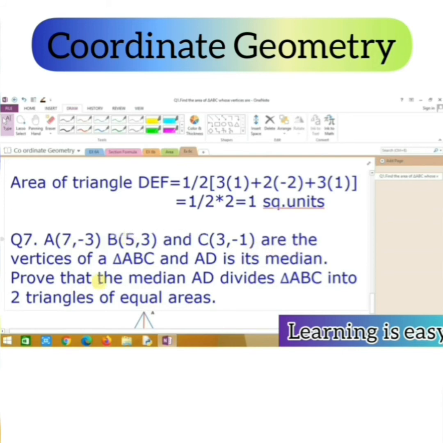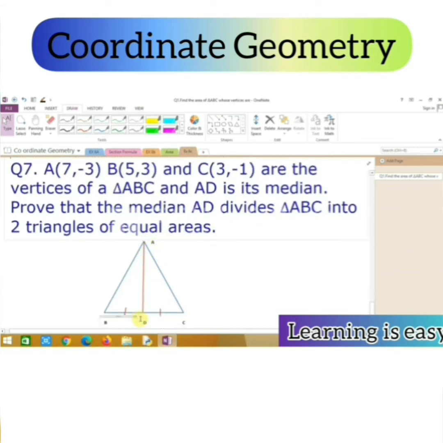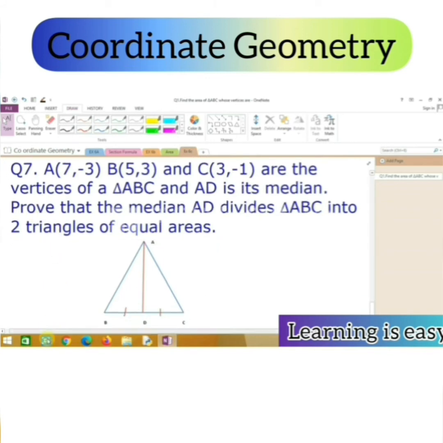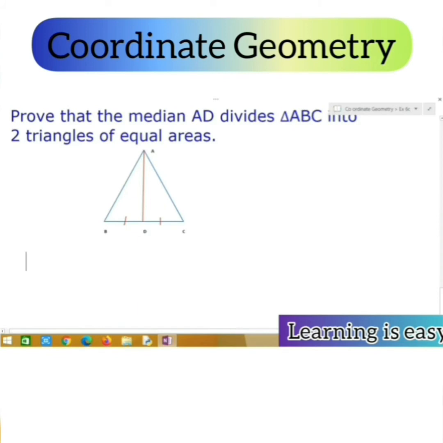Question 7: we have 3 coordinates A, B and C, and AD is its median. Prove that the median divides the triangle equally. The newly formed triangles ABD and ADC have the same area. So we need to calculate the areas of the two newly formed triangles, and if they are the same, that proves it. So let's first calculate the coordinates of D. That's the midpoint of B and C. By taking the points B and C, we calculate the coordinates of D using the midpoint formula.